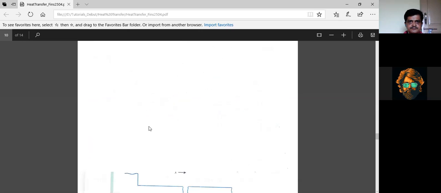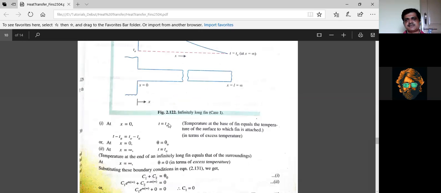Now again, I will show you a slide here. Look at the second condition. Okay, when we put x is equal to 0, we get C1 plus C2 is equal to theta naught. Theta naught means T0 minus TA. C1 e raised to mx and C2 e raised to minus mx, since x is 0, that becomes 1. C1 plus C2 is equal to theta naught.